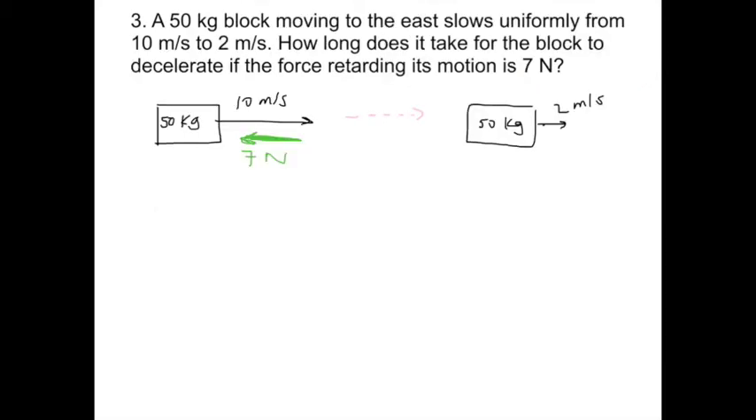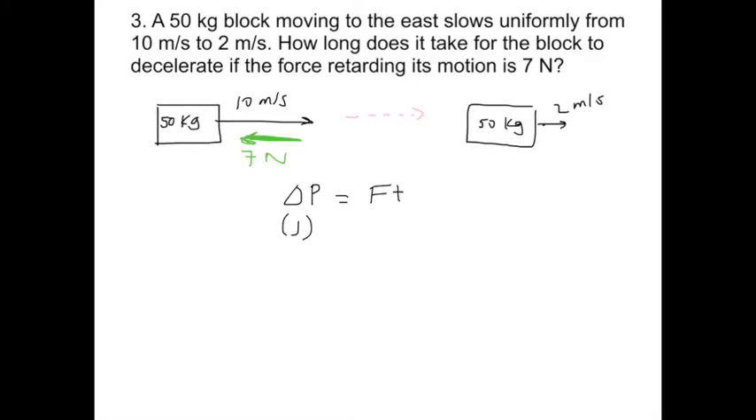Number 3. A 50 kilogram block moving to the east slows uniformly from 10 meters per second to 2 meters per second. How long does it take for the block to decelerate if the force retarding its motion is 7 newtons? So this looks a lot like an application of the impulse momentum theorem. Let's write out the equation. Delta p, or impulse, we can also call this J, is equal to force times time.